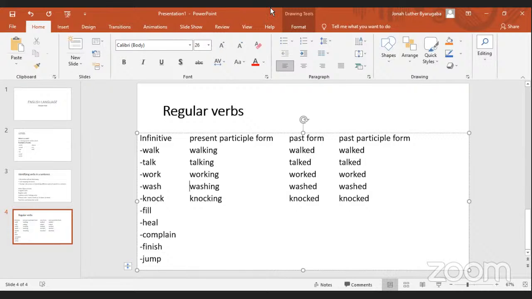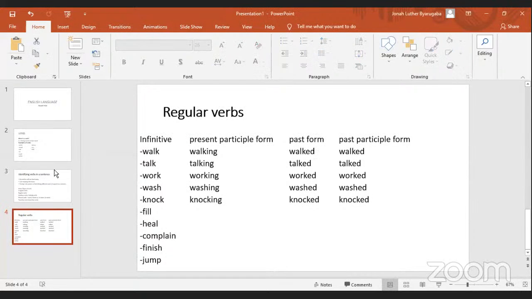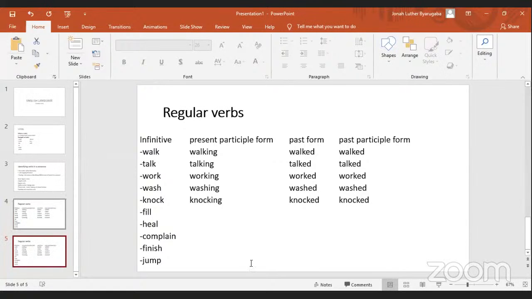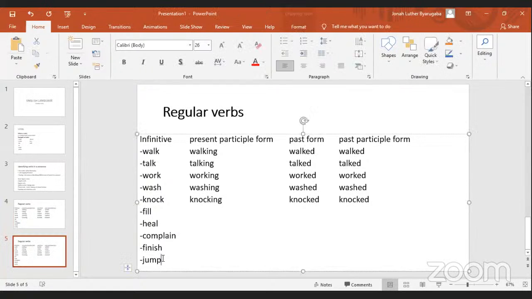Okay, so these and many more are the regular verbs that we have. So feel free to go write them in your books if you want, and try to look into the dictionary and find as many verbs as possible. The number one principle is to make sure that the past form is the same as the past participle form. The way they change should be the same. So with these ones, we have been adding ed both to the past tense and to the past participle form.